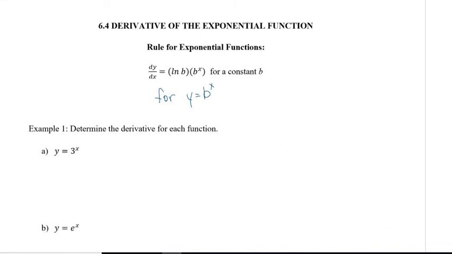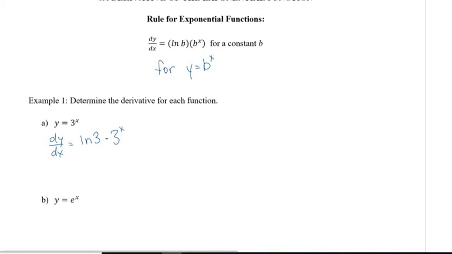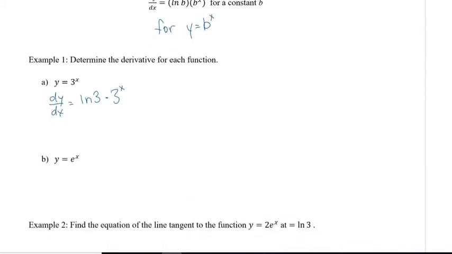So let's try doing some differentiation. If we have y equals 3 to the x, then dy by dx is going to be the natural logarithm of 3 times 3 to the x. Let's try a different one. That doesn't seem too difficult. Let's try e to the x.